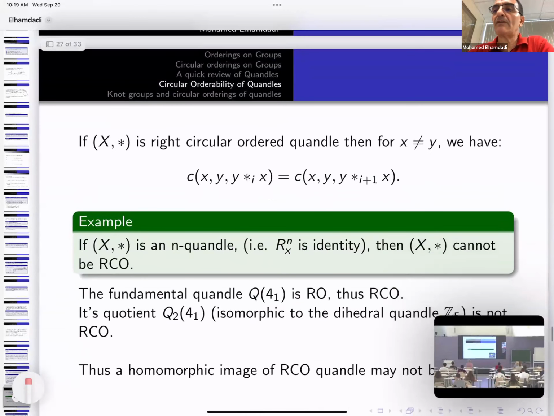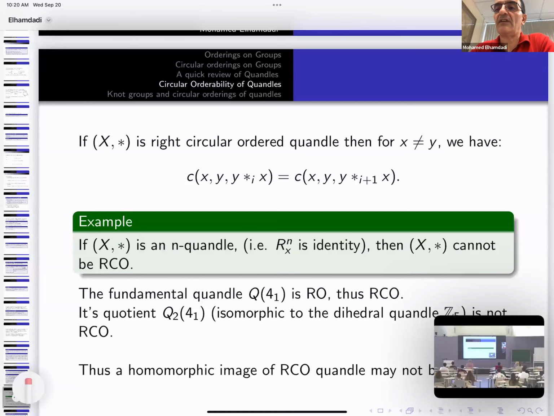We proved the following by induction: if you have a quandle with an operation star that is right circular orderable, and assume x is not equal to y, we can prove that c of x, y, and y star^i of x. What is this? This is just right multiplication by x, i times. Basically, (y star x) star x, etc., i times. This is the same as i moves to i plus one.